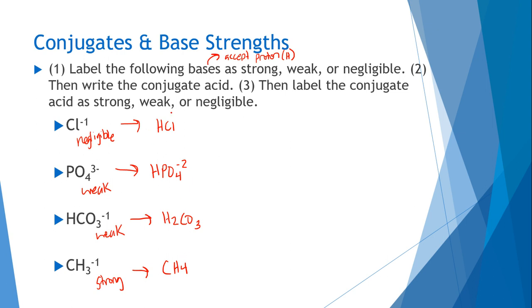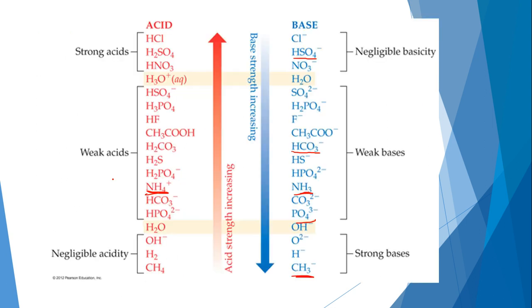Now I have to see if these conjugate acids are strong, weak, or negligible. You can use your chart, but don't get too reliant on it because I'm going to expect you to be able to look at this and tell from your homework. We should see negligible and know that the opposite is going to be strong. If we double check that on our chart, HCl is in fact a strong acid.